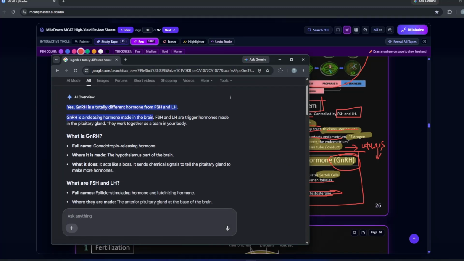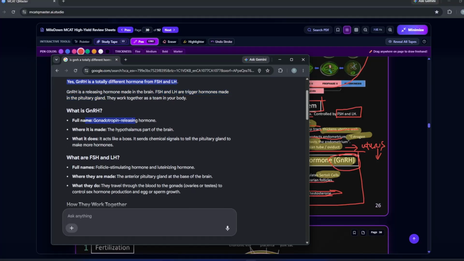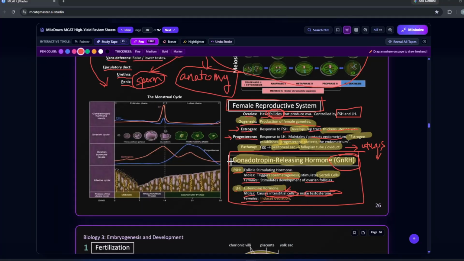GnRH is a releasing hormone made in the brain. FSH and LH are trigger hormones made in the pituitary gland. So gonadotropin releasing hormone is made in your brain, okay? And it's the boss. It sends chemical signals to your pituitary gland to make these hormones. So I'm not saying it's wrong, it just looks misleading to put GnRH, FSH, LH together. So this GnRH is made in your brain, or more specifically, your hypothalamus. Your hypothalamus releases that GnRH and sends it to your pituitary gland. Your pituitary gland will then make FSH and LH.